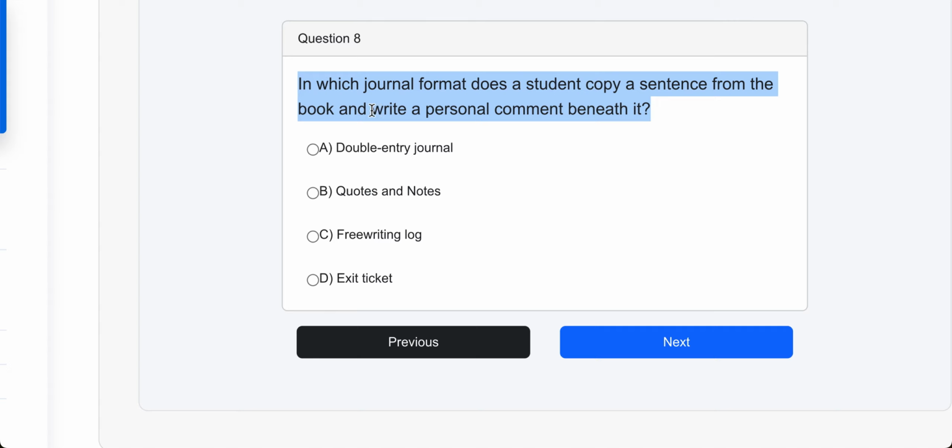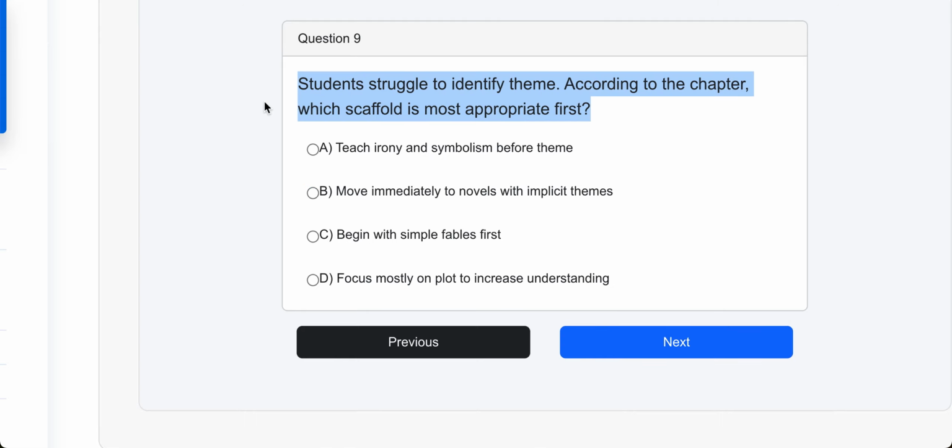This asks, in which journal format does a student copy a sentence from the book and write a personal comment beneath it? What is this called? This, of course, is called quotes and notes. It's when the students copy a sentence verbatim from their text and then they add their own comment underneath. Quotes and notes. Here we go. Question 9 asks, students struggle to identify theme, so a theme of a story. According to the chapter, which scaffold is most appropriate first?